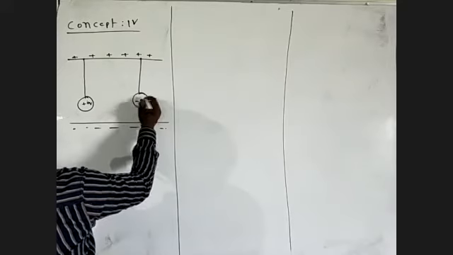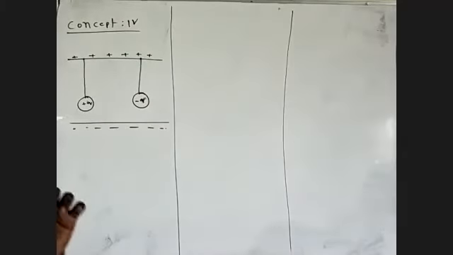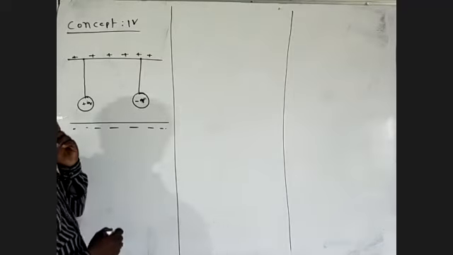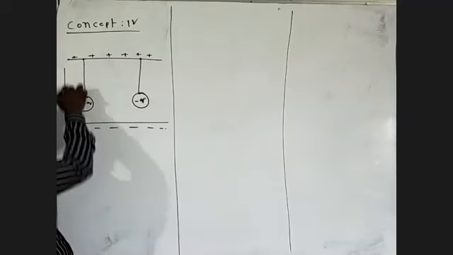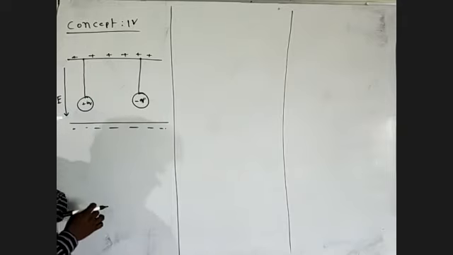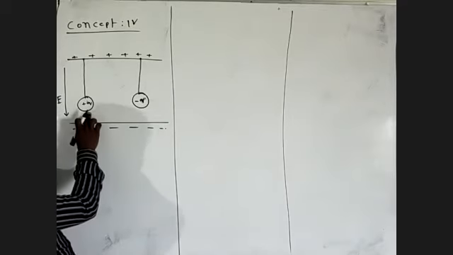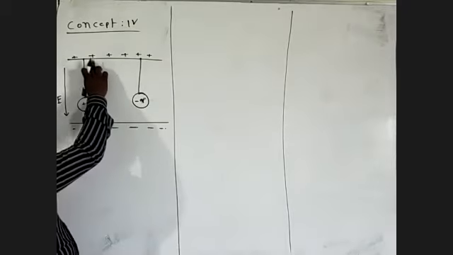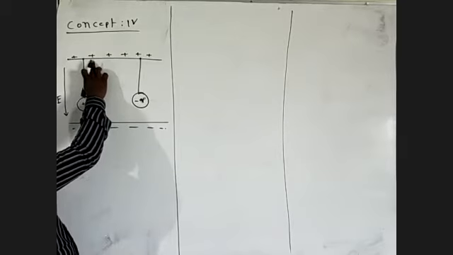So we have to find out the time period. Now you'll see, the direction of the electric field is from positive to negative. This is a positive charge. This is a positive plate.